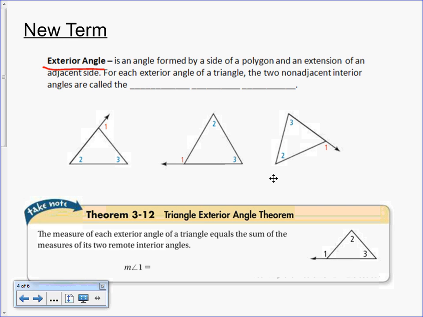So for instance, all these red angles are called exterior angles. It's just like you're extending one of the sides, and that creates an angle there. That would be an exterior angle of a polygon. Now here's something too. For each exterior angle of a triangle, the two non-adjacent, so not next to it, interior angles, leave this one and this one, would be called remote interior angles.